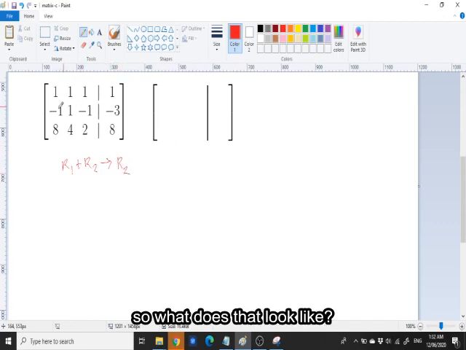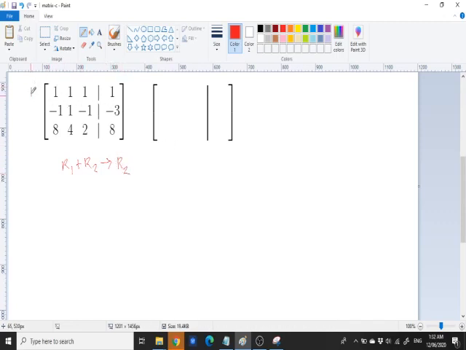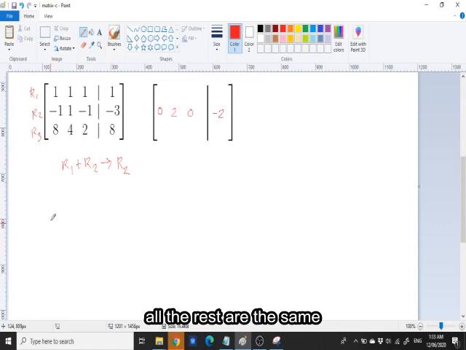So what does it look like? This is row 1, this is row 2, and this is row 3. So row 1 plus row 2: 1 plus negative 1 is 0. That's what we're going to write in the second row. 1 plus 1 is 2. 1 plus negative 1 is 0. And then 1 plus negative 3 is negative 2. All the rest are the same, so just copy them.